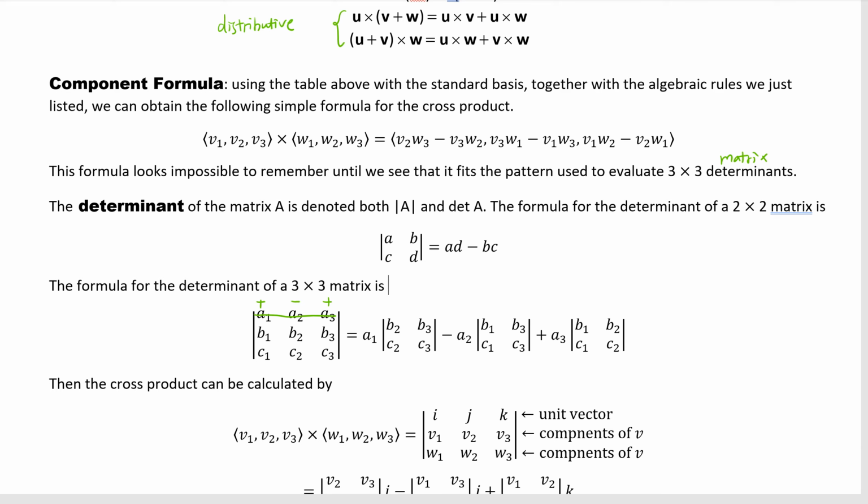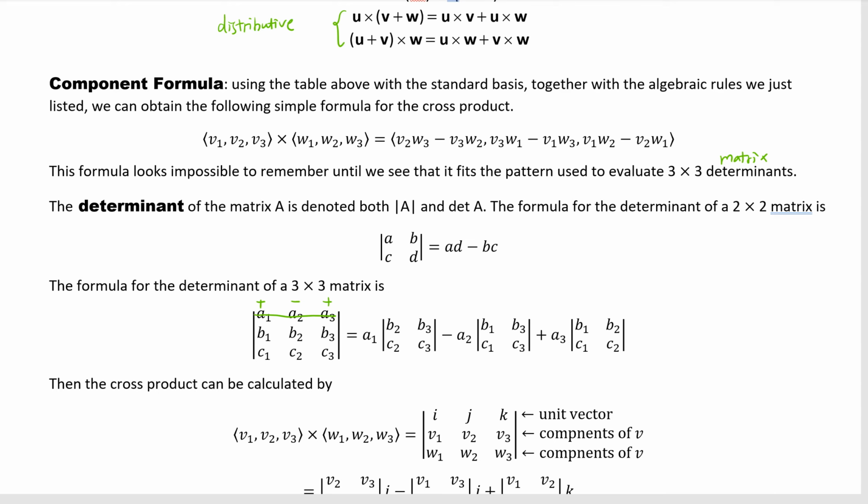For example, how about the second row? The first entry is always plus, then this one alternates to minus, this is plus, this is minus. Anyway, here we just need to learn the first row cofactor expansion. We don't need to use the other rows or columns. But if you're interested to learn more about it, feel free to come see me. I'm happy to explain more.